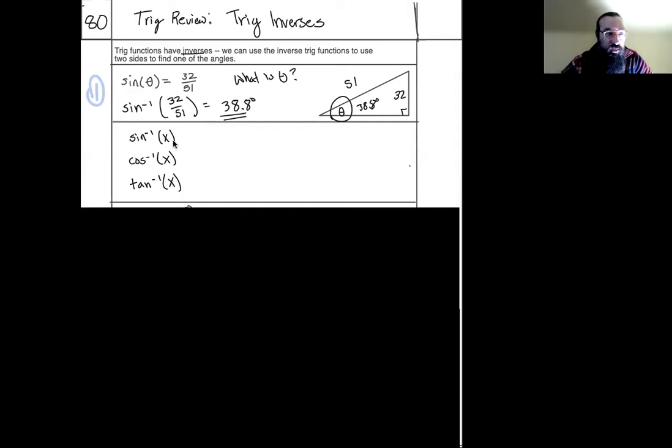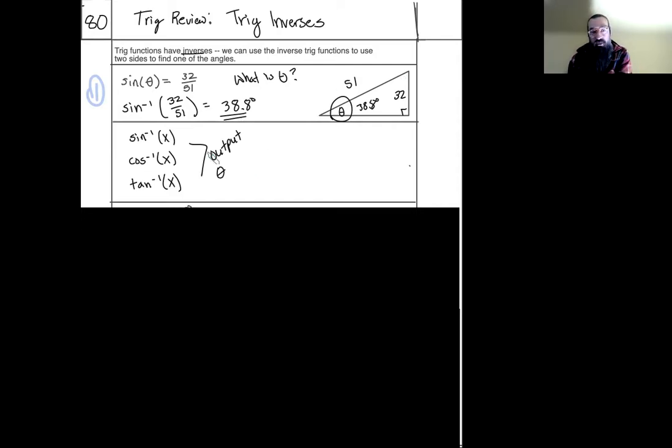All right, so the three ways this is going to look is inverse sine, inverse cosine, inverse tangent. That's all what they mean. This x is always going to be a ratio and it gives us the angle, right? It's going to output theta, or output our angle.